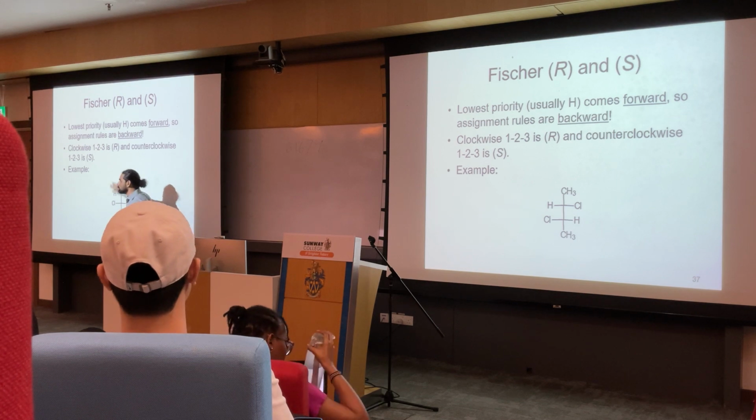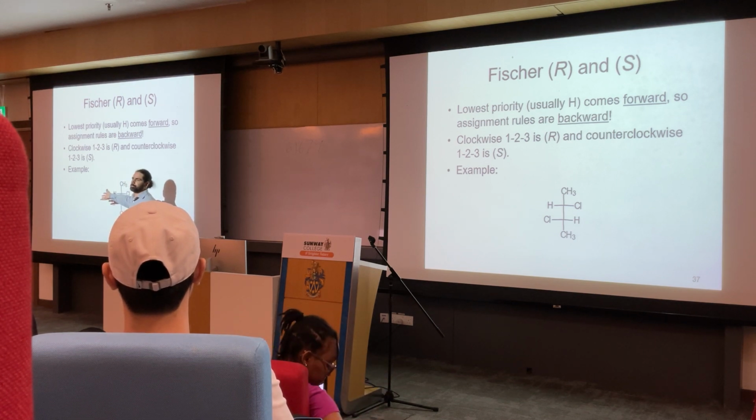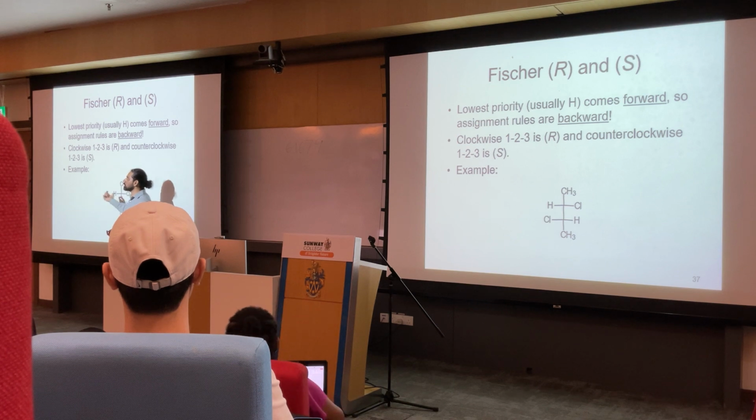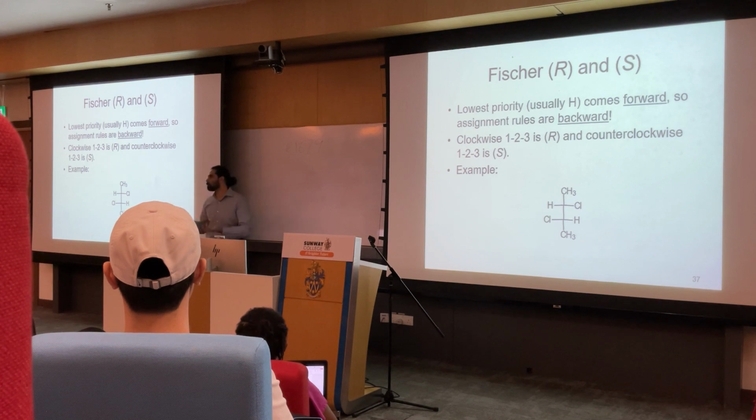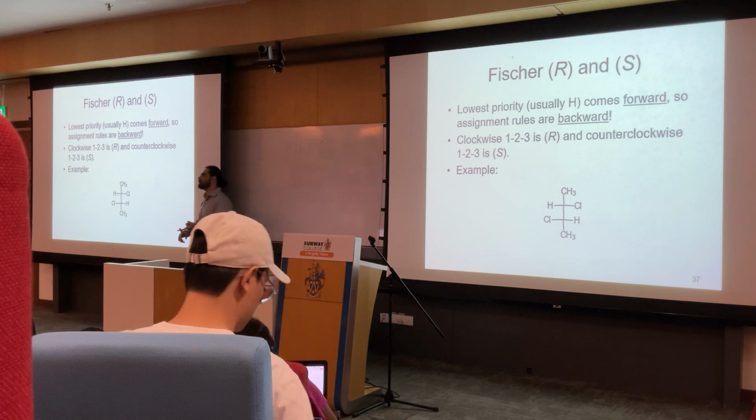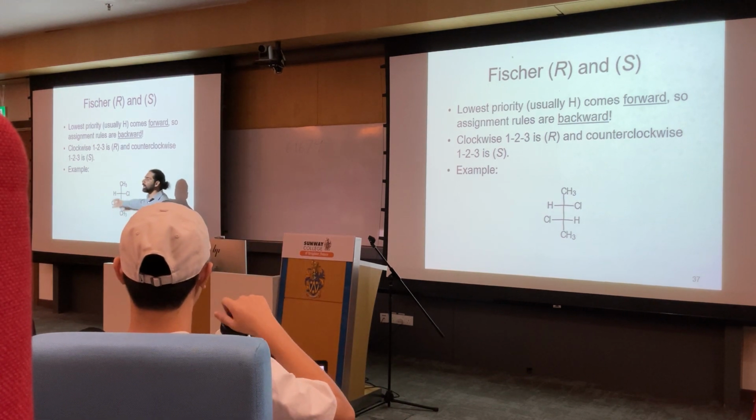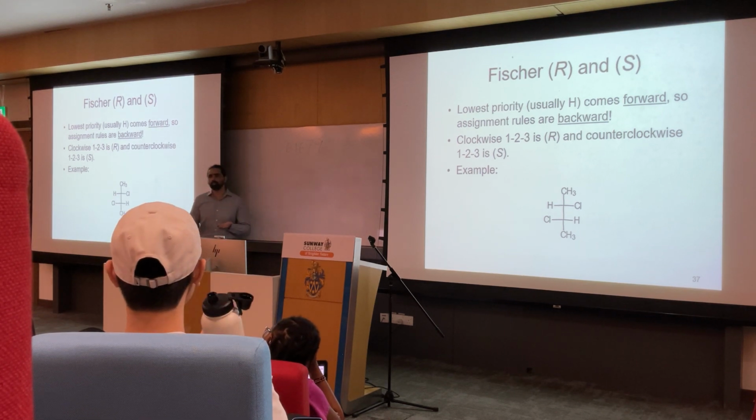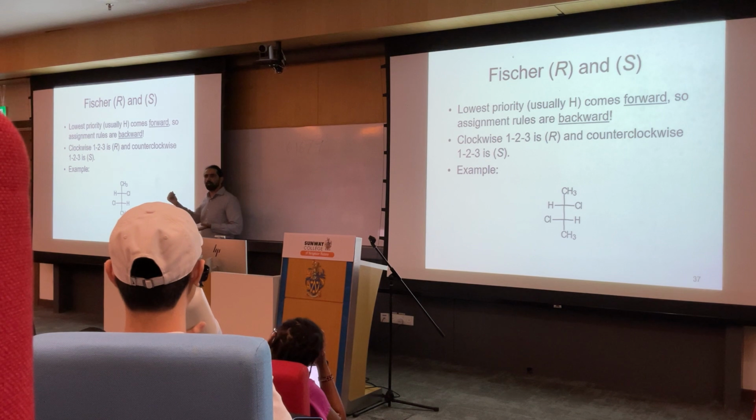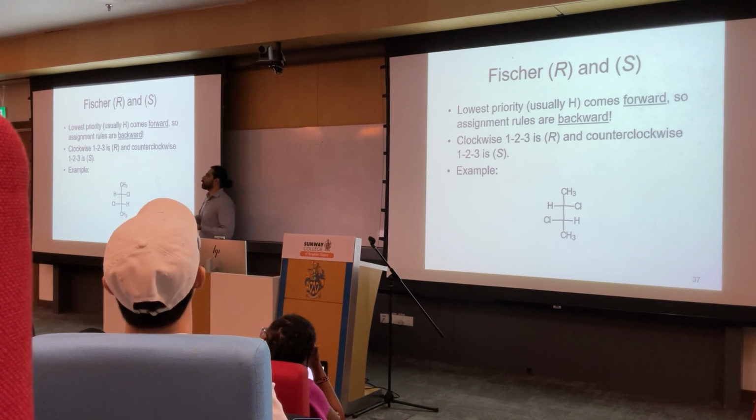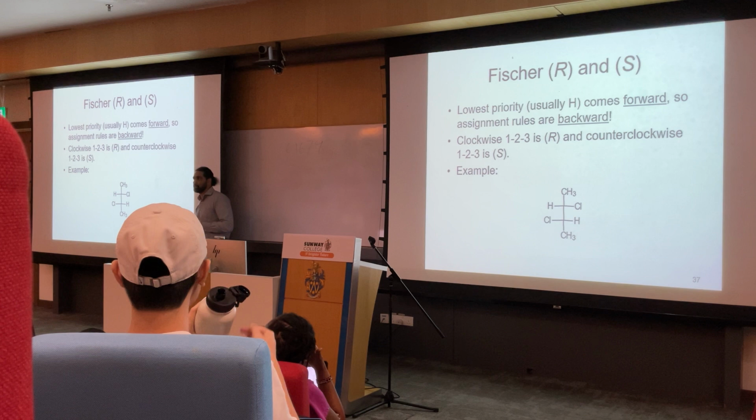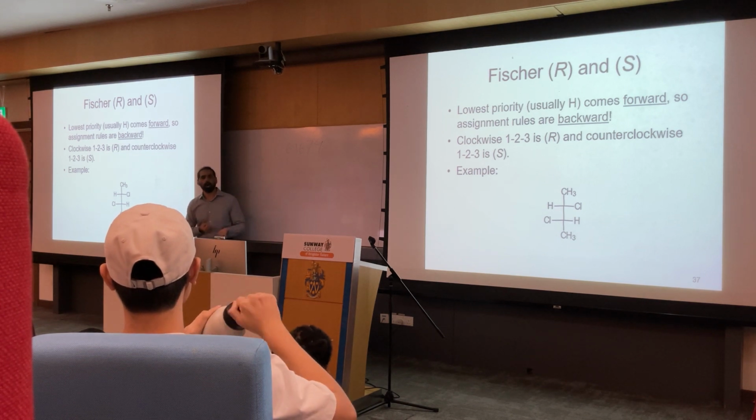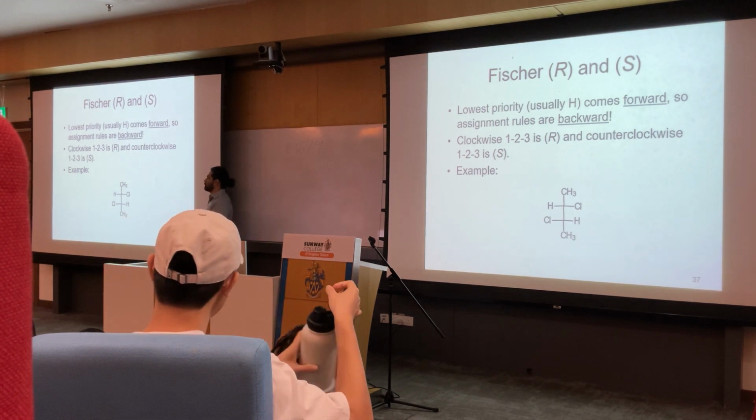But in Fischer projection, hydrogen will always be horizontal. That's why I said that Fischer projection helps us in identifying the relationship between different stereoisomers, as well as it simplifies the assignment of R and S, because we don't have to remember all those three rules. Just one rule is enough here: since hydrogen is outside the plane, clockwise will mean S and anti-clockwise would mean R when we are talking about Fischer projection.